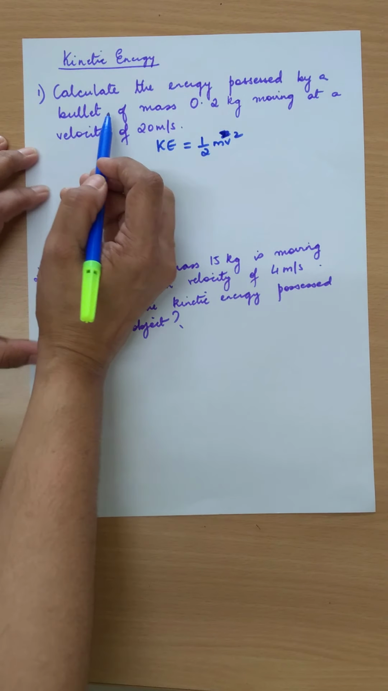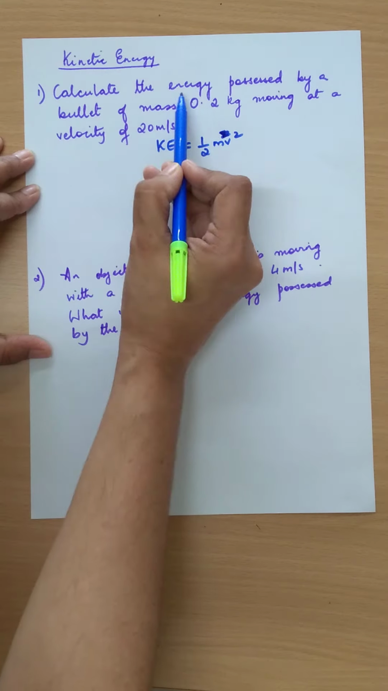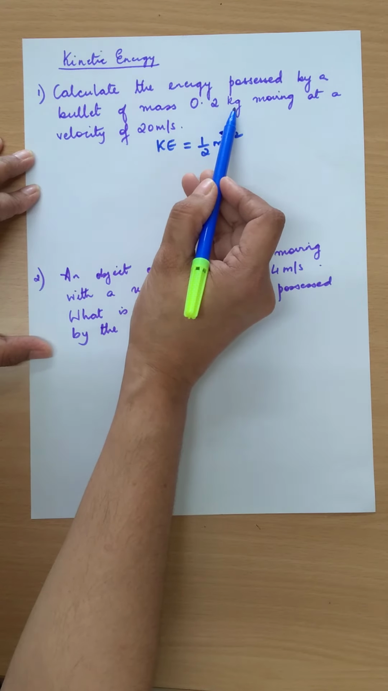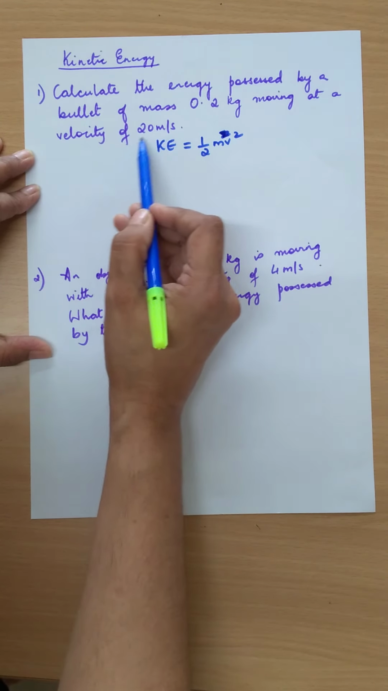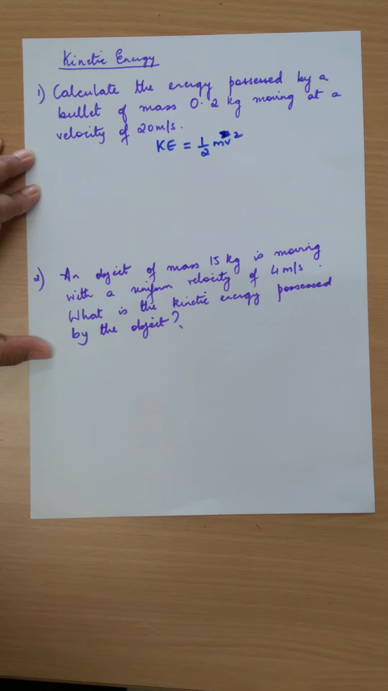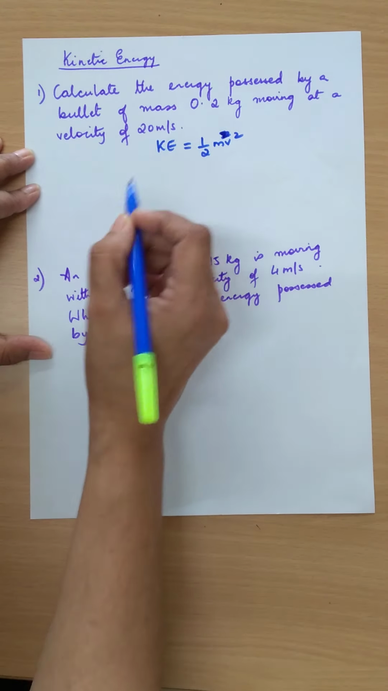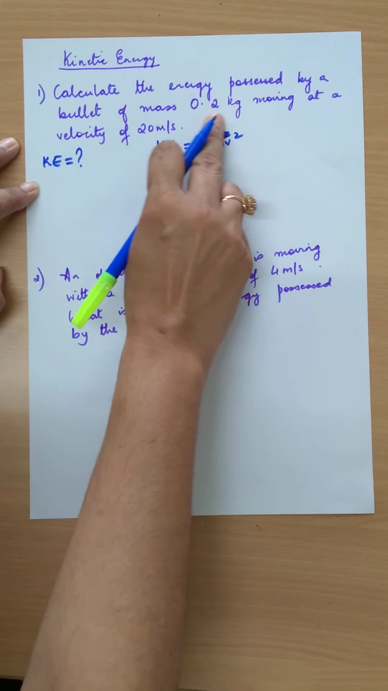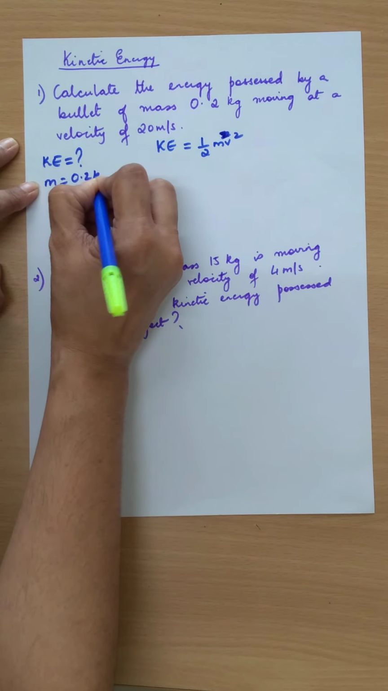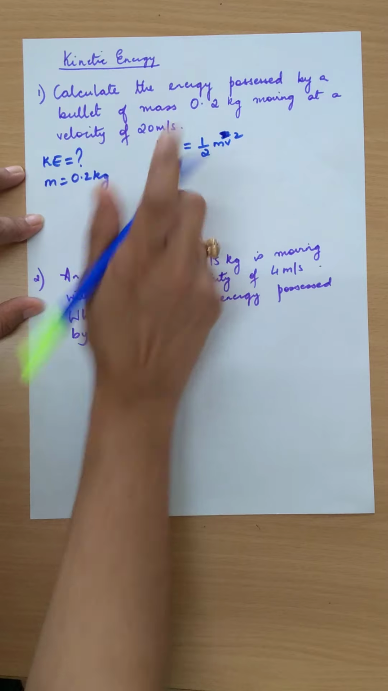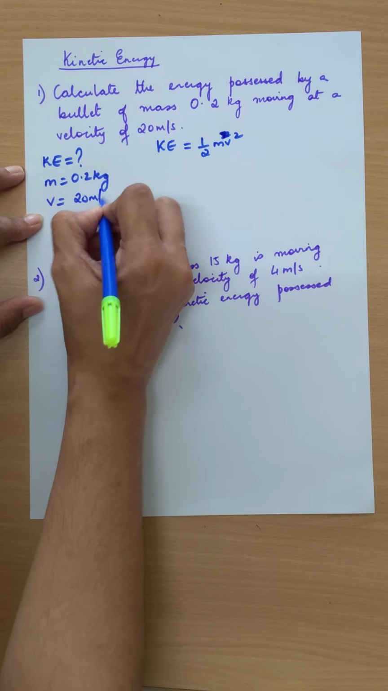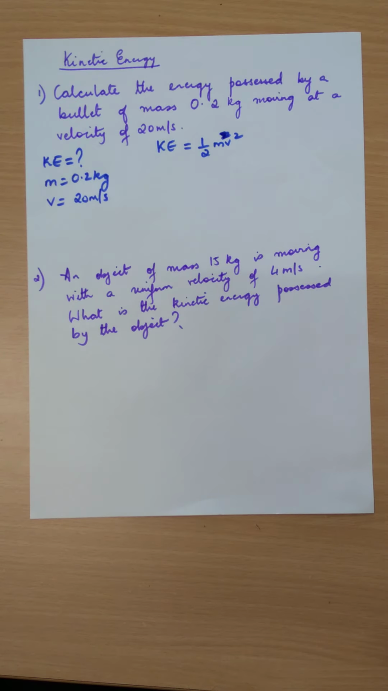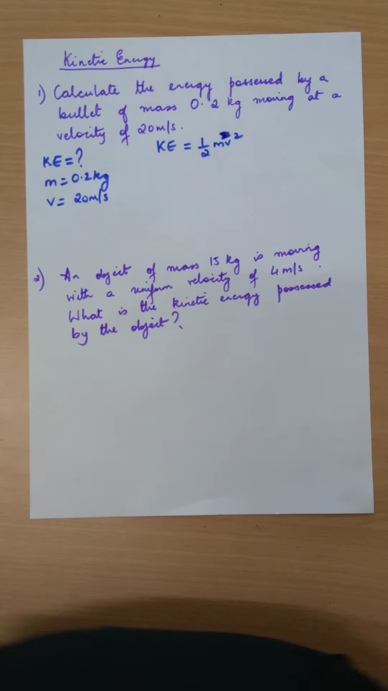Now let us read the sum and substitute the values. Calculate the energy possessed by a bullet of mass 0.2 kg moving at a velocity of 20 meters per second. So the bullet is moving. So since the bullet is moving, they are asking you to find out the kinetic energy. The mass of the bullet is 0.2 kg, m is 0.2 kg, and the velocity is 20 meters per second, v is 20 meters per second. Now suppose mass is given in grams, you have to convert the grams to kilograms by dividing by 1000.